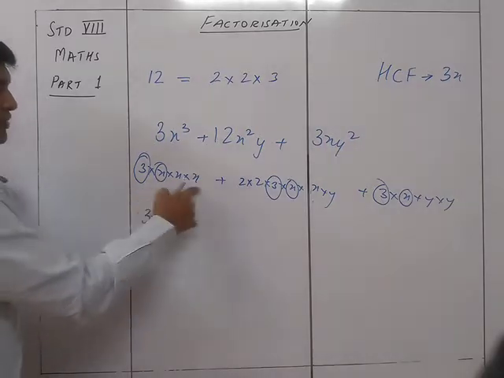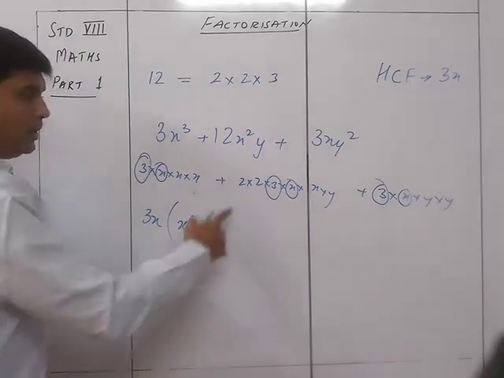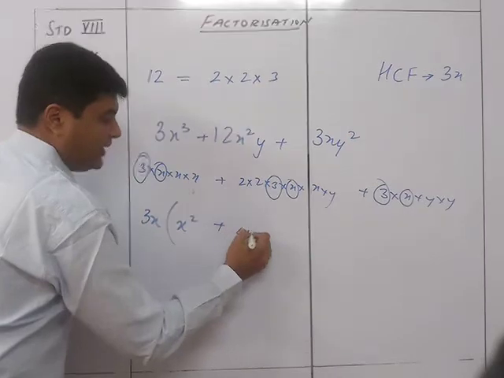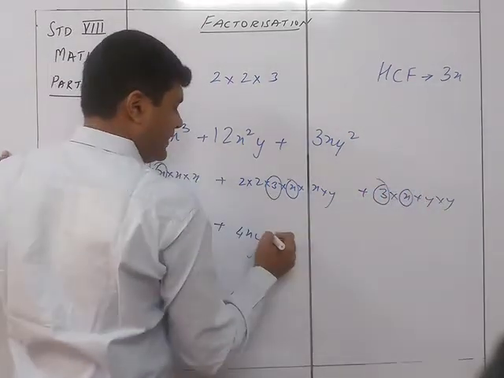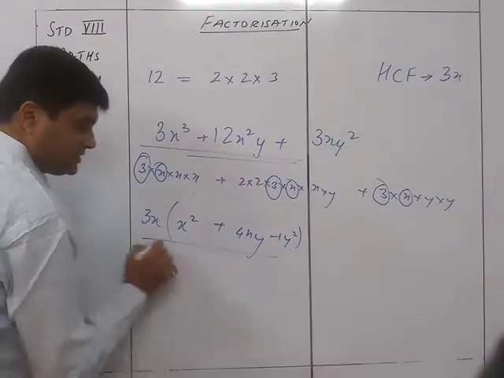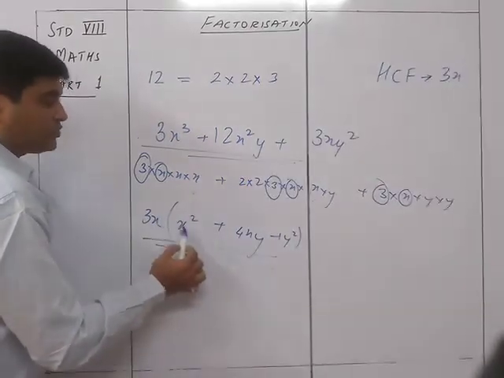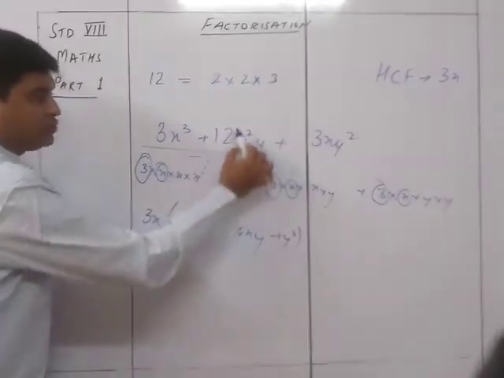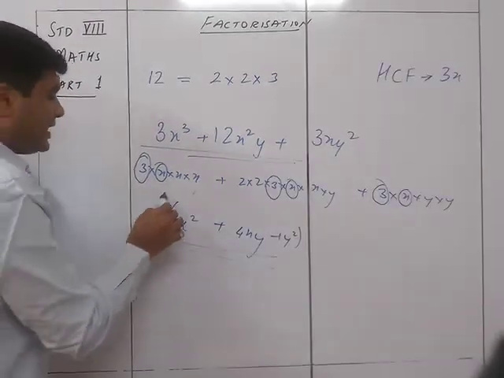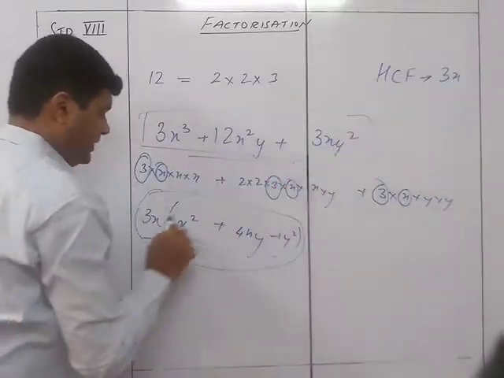Now if I remove 3x from here, what is going to remain? It is going to remain x square. Over here it will be 2 into 2 is 4, 4 into xy is 4xy. And what is going to remain here? y square. So accordingly, the factorization of this is this. What does that mean? If I multiply this into this, 3x into x square is 3x cube, 3x into 4xy is 12x square y, 3x into y square is 3xy square. So you can see that the factorization of this expression is this.